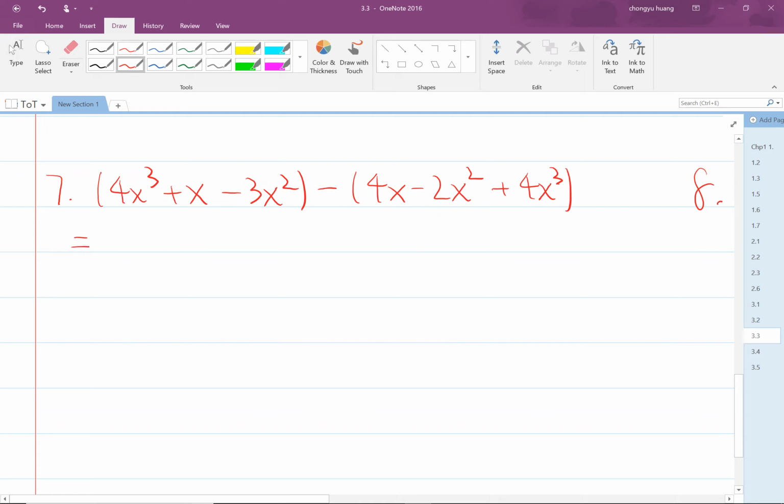Question 7 is the same thing, right? So what we have is 4x to the power 3 plus x minus 3x to the power 2, and then we got negative 4x, and then it's plus 2x to the power 2, and then we have minus 4x to the power 3, right?